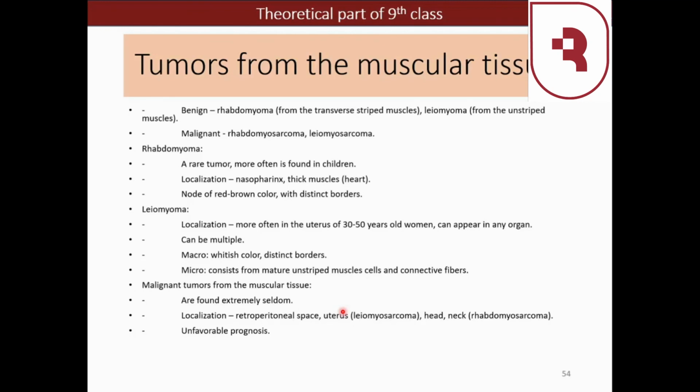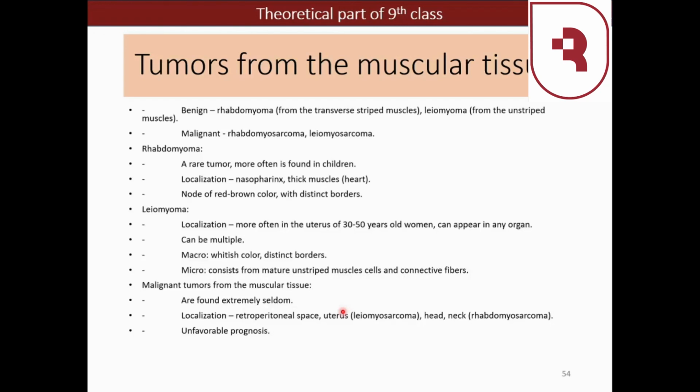Tumors from the muscular tissue may be benign: rhabdomyoma from the striated muscles and leiomyoma from the unstriped muscles. Malignant ones are rhabdomyosarcoma and leiomyosarcoma. Rhabdomyoma is a rare tumor, more often found in childhood. Localization is the nasopharynx, or thick muscles like the heart, for example; a node of red-brown color with distinct borders.